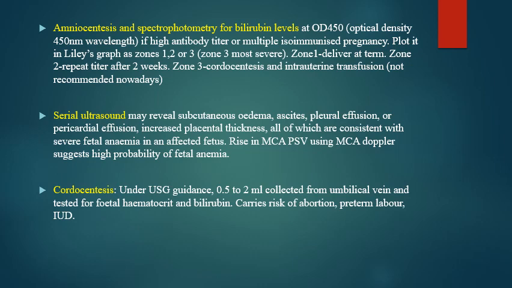Then we go for cordocentesis, where under ultrasonographic guidance we collect around 0.5 to 2 ml of fetal blood from the umbilical vein, and this is tested for fetal hematocrit and bilirubin. This procedure carries a risk of abortion, preterm labor and intrauterine fetal death.